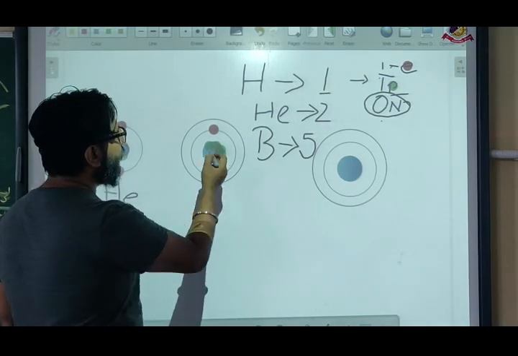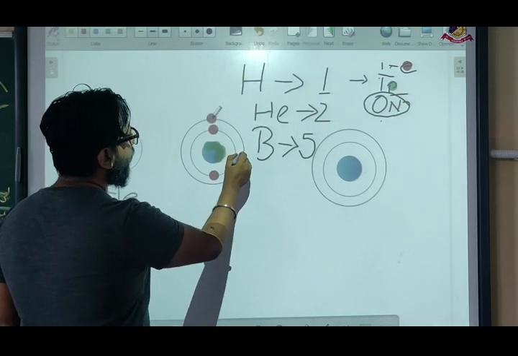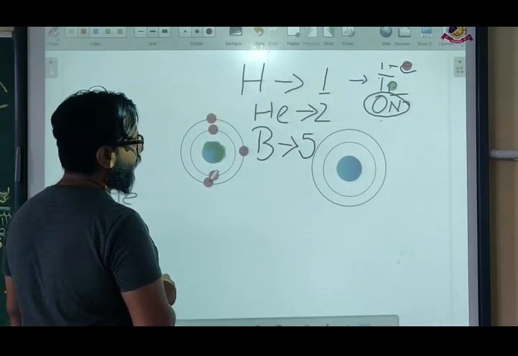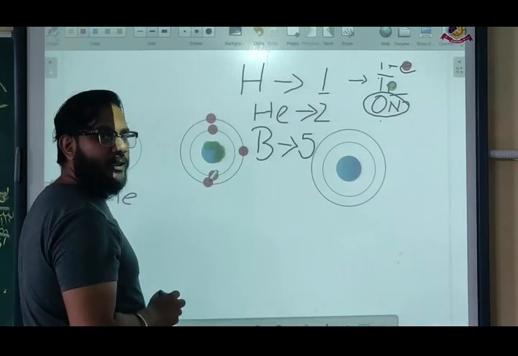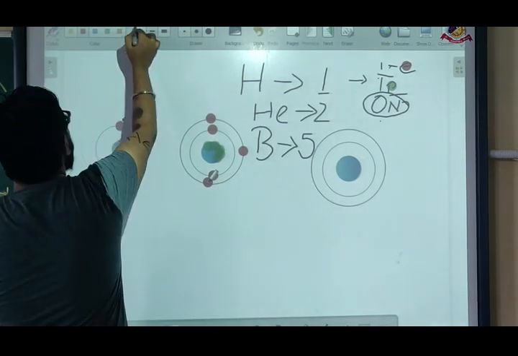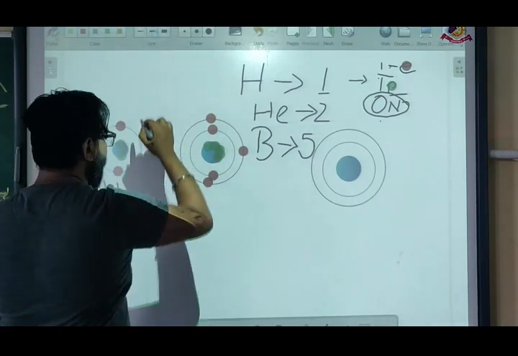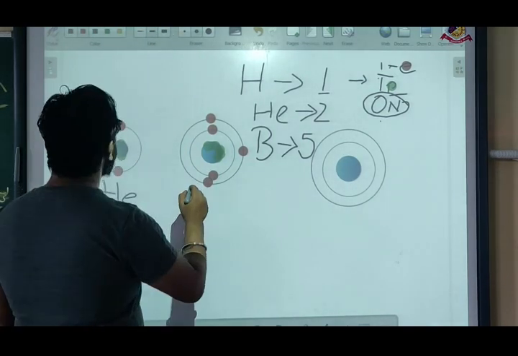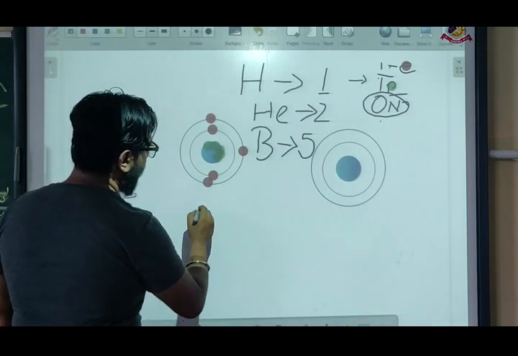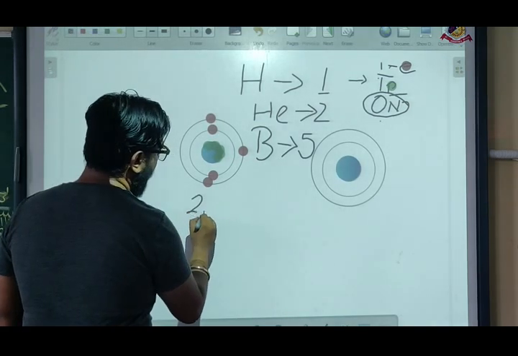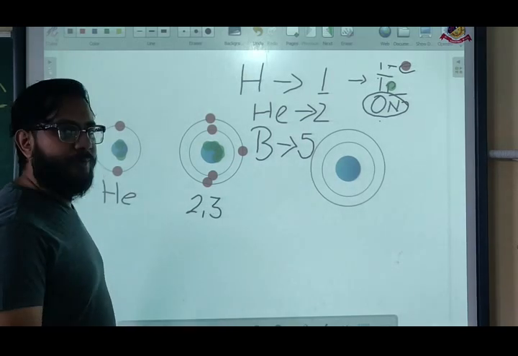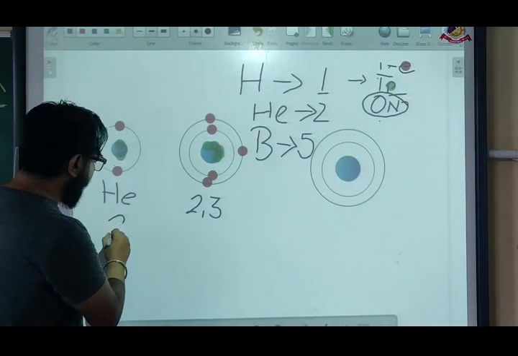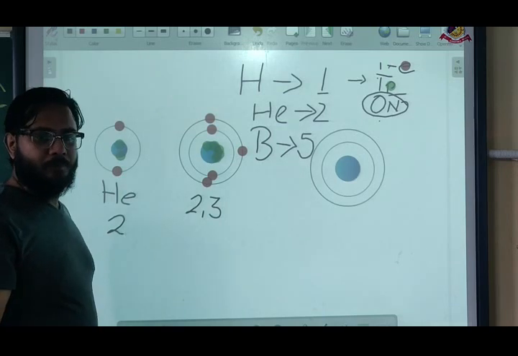So how many left? 3. So what do we do? 1, 2, 3. Okay. So boron's electronic configuration will be 2, 3. That is how we write the electronic configuration. For helium, it would be 2.